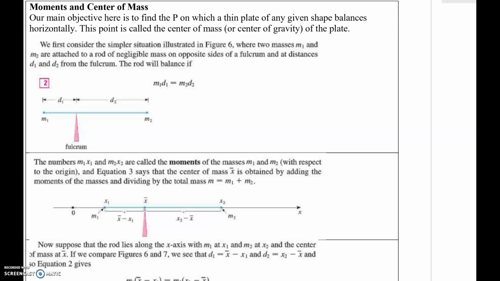Hi, in this video, we will be discussing moments and center of mass, which is the second concept in section 8.3, chapter 8.